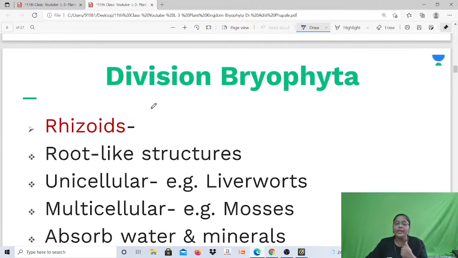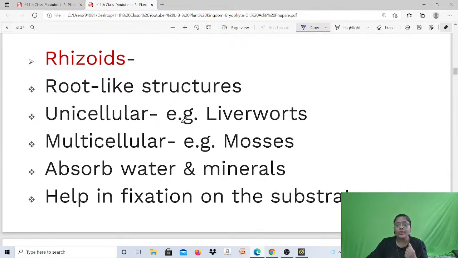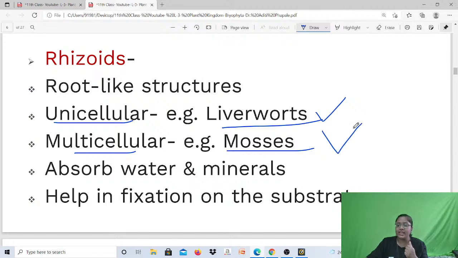Now, in bryophytes, rhizoids are present. What are rhizoids? They are root-like structures. They are not like our actual roots, but root-like structures called rhizoids. Some of them are unicellular, meaning single cell, for example liverworts. And some of them are multicellular, meaning their body is made up of many cells, for example mosses. Dono ke bare mein padhenge. Liverworts kya hai, mosses kya hai. We will study about both of them.